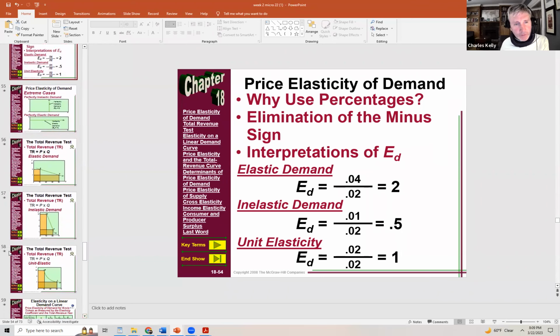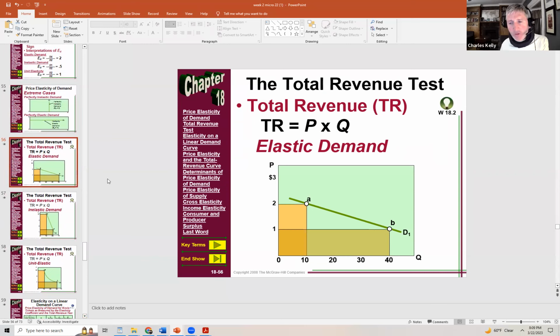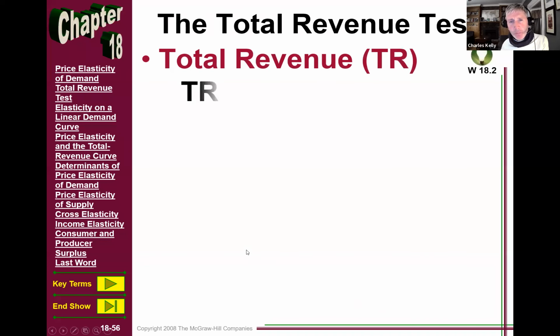First, the total revenue test. This is going to be important throughout our study of micro, so this one's kind of more important than the coefficient of elasticity. Let's say we're producing a product and we need to know how changes in price affect the amount of revenue we're collecting as the firm. Well, first, how do we calculate total revenue? This is an easy one. The total revenue we collect as a firm, as a producer, is the price we sell the product for times the quantity we sell.